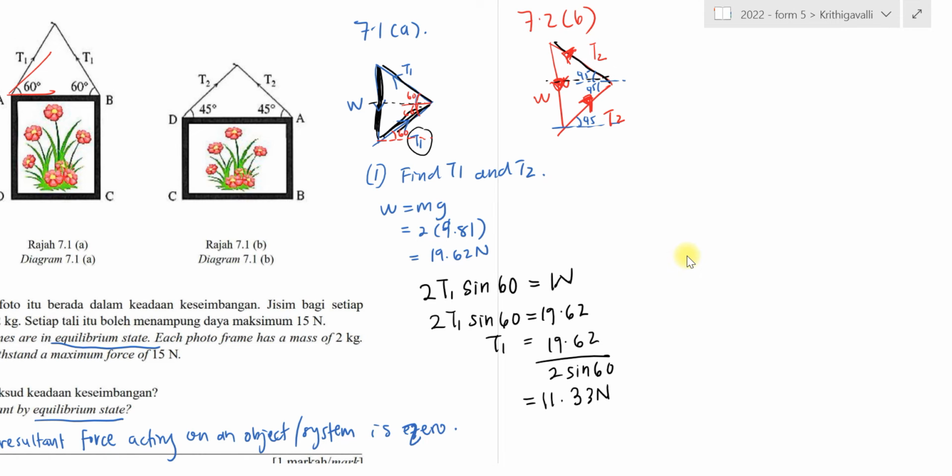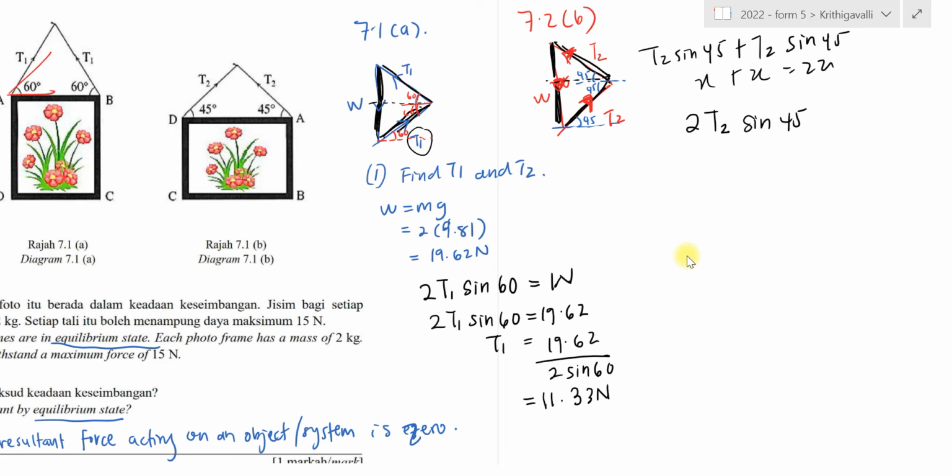So T2 sine 45 gets this half W. This T2 sine 45, you get this another half W. So closed concept, right? So 2T2, that means first T2, second T2. So 2T2 sine 45. In case you don't know why I get 2T2, it's actually T2 sine 45 plus T2 sine 45. So it's like x plus x. What do you do? 2x, right? Same thing, 2T2 sine 45.